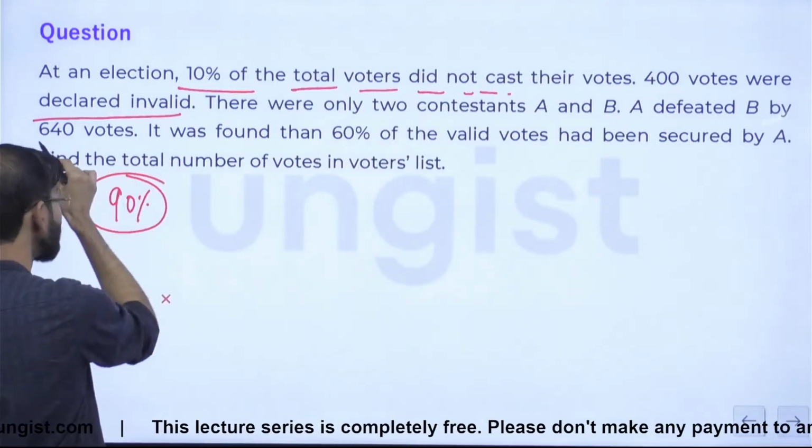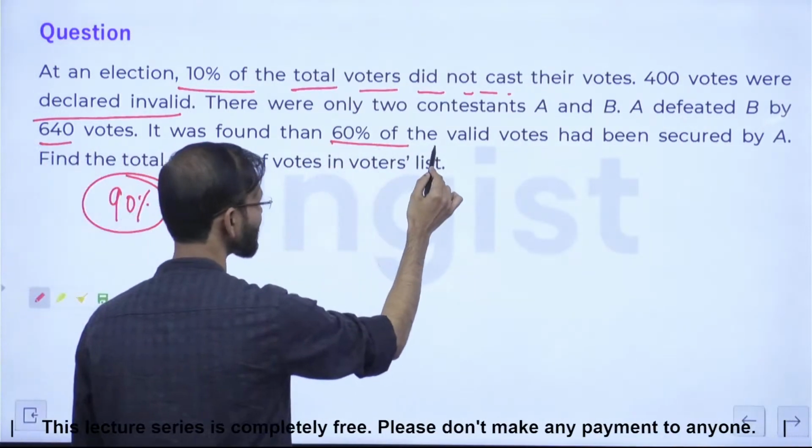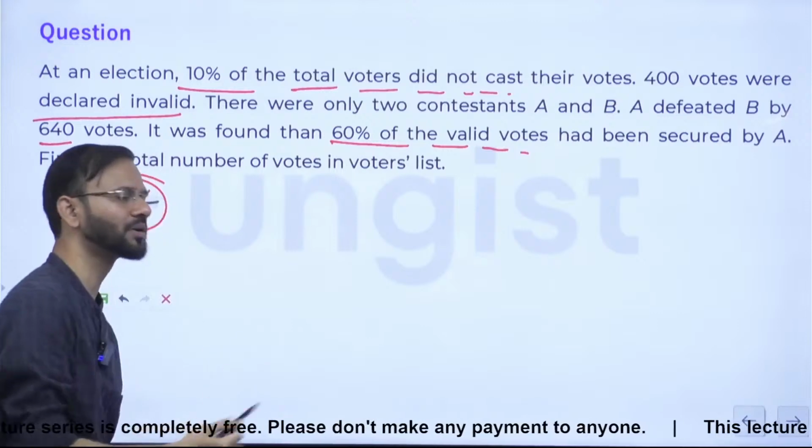A defeated B by 640 votes and it was found that 60% of the valid votes had been secured by A.